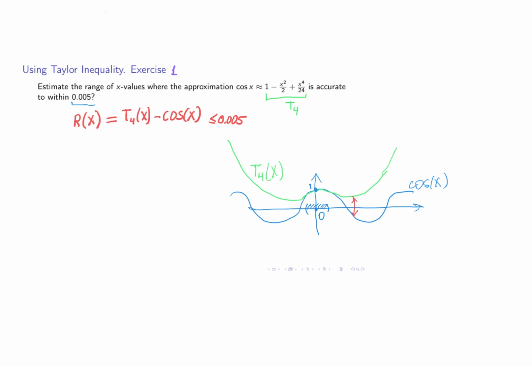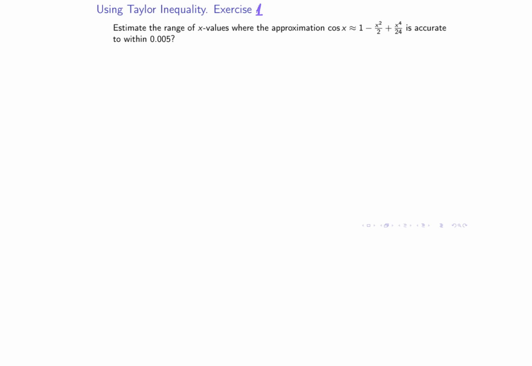Let's look at the difference between cosine x and its approximation, the polynomial T4. This difference is a function of x. We want to find all the x values for which this function is below 0.005. If we sketch the graph, for instance in Desmos, and look at where the y values are below 0.005, the x values are going to be roughly between minus 1.2 and 1.2, very roughly. So now let's make a more accurate estimate of those values using series techniques.